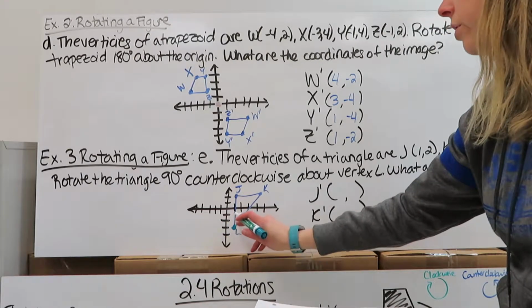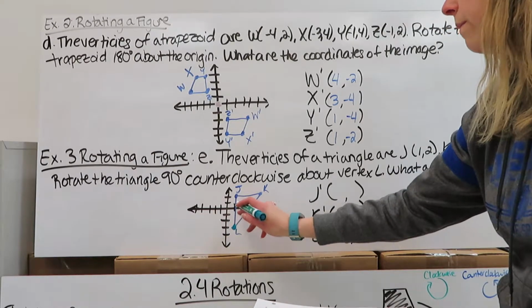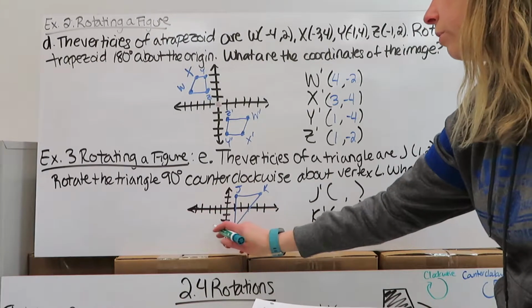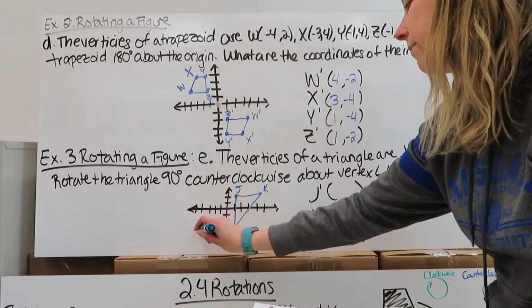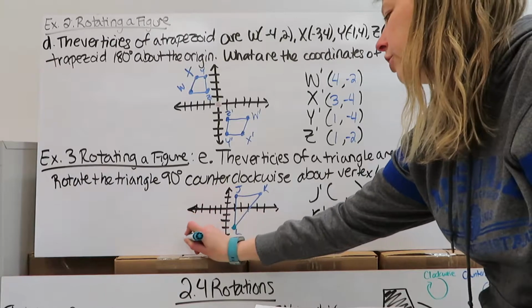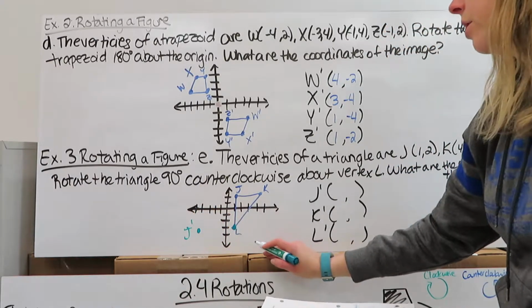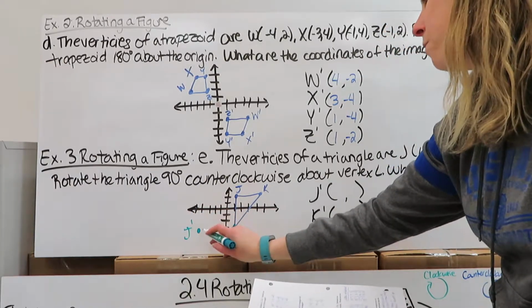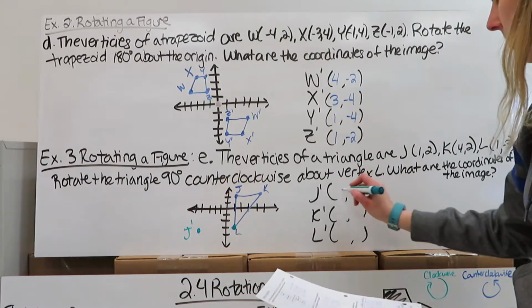So I'm going to go 1, 2, 3, 4, 5 up. So that means 1, 2, 3, 4, 5 to the left. So that's J prime. That ordered pair is at -4, -3.